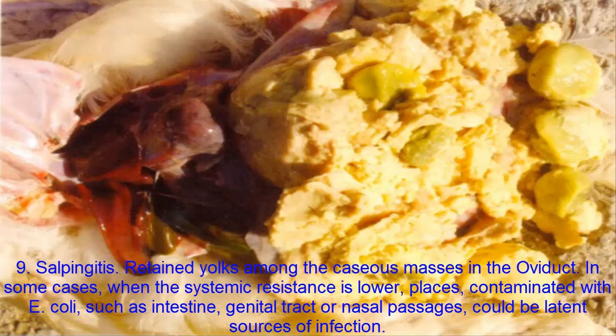9. Salpingitis. Retained yolks among the caseous masses in the oviduct. In some cases, when the systemic resistance is lower, places contaminated with E. coli, such as intestine, genital tract or nasal passages, could be latent sources of infection.